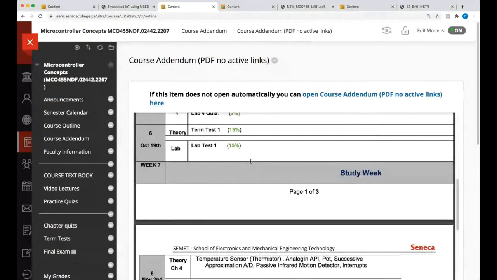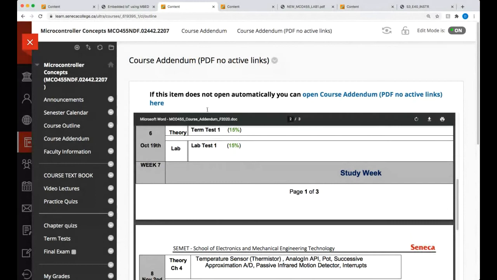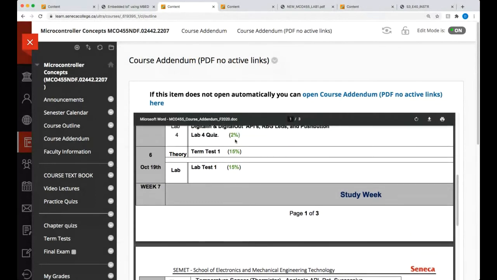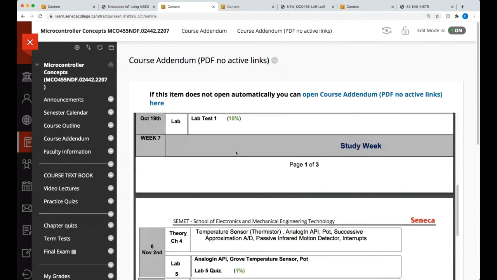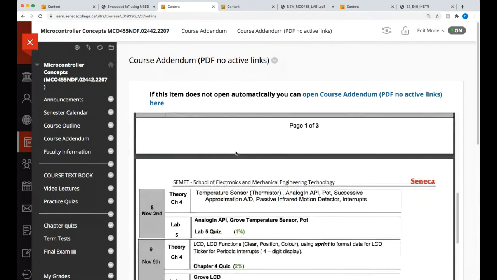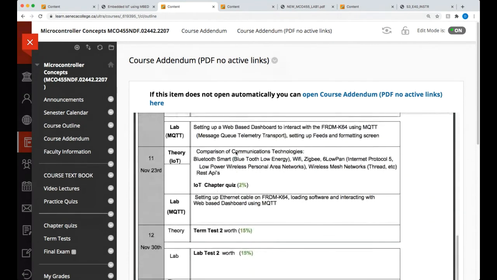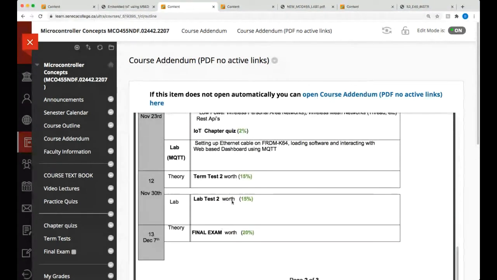So week 6 has your big evaluation stuff. You have 2 periods to do term test 1, 2 periods to do lab test 1, because that's 30% of your mark. And down here, there are the other evaluations and so forth. And you'll find that the final exam is 20. You've got a lab test and term test of 30. 50% is coming in the last couple of weeks of the class.